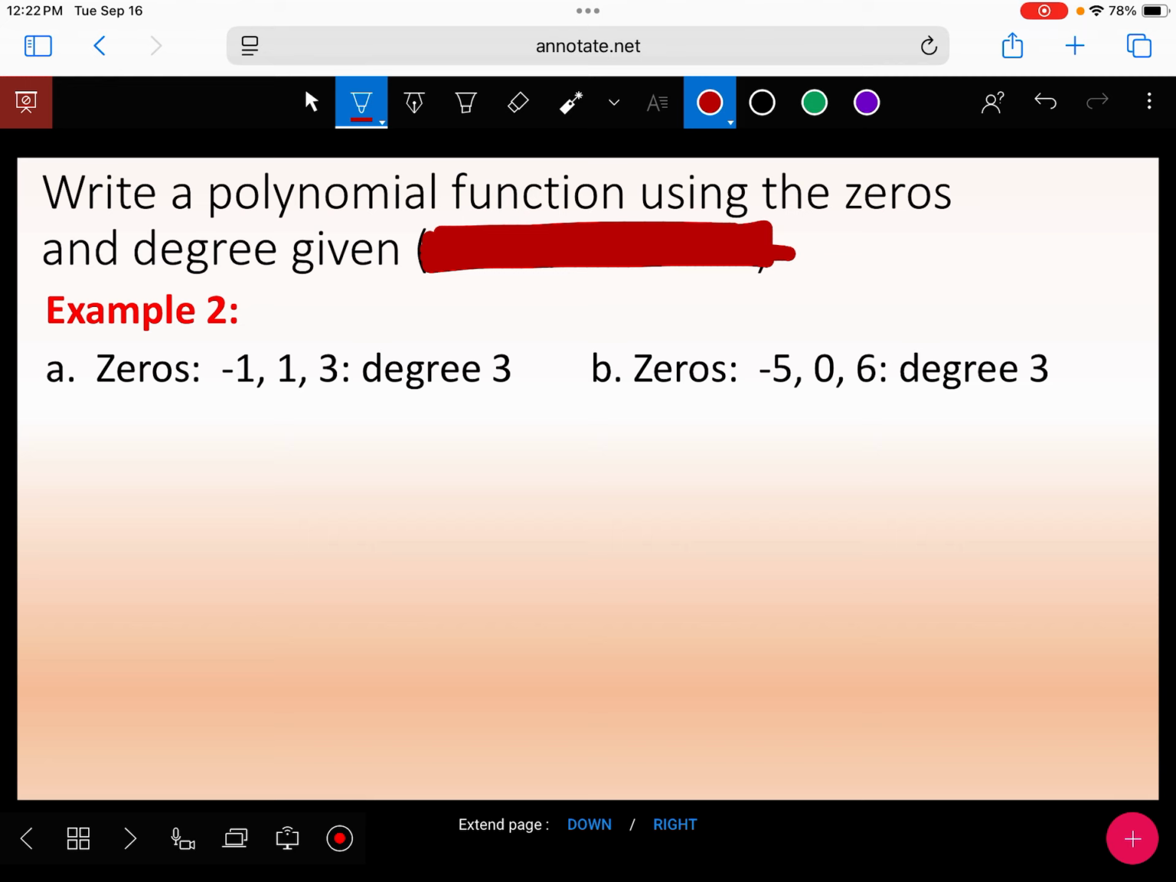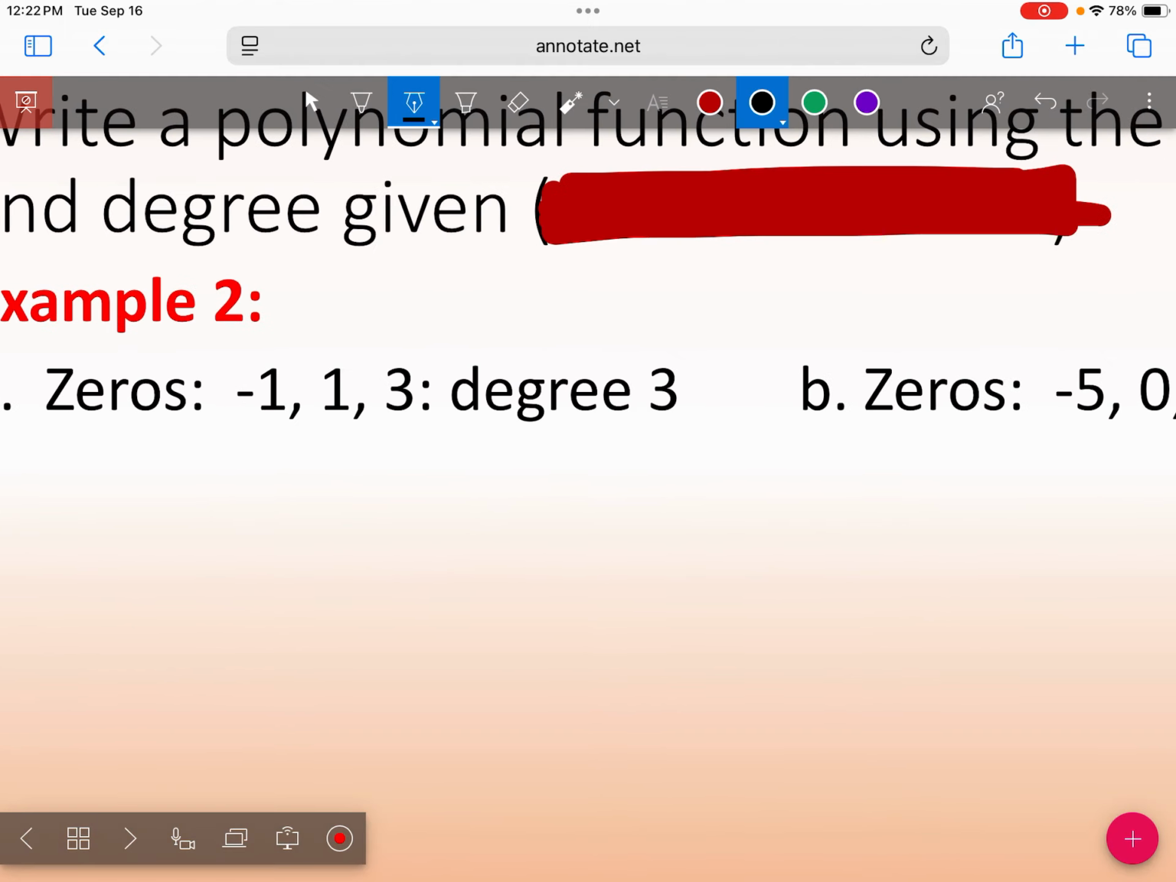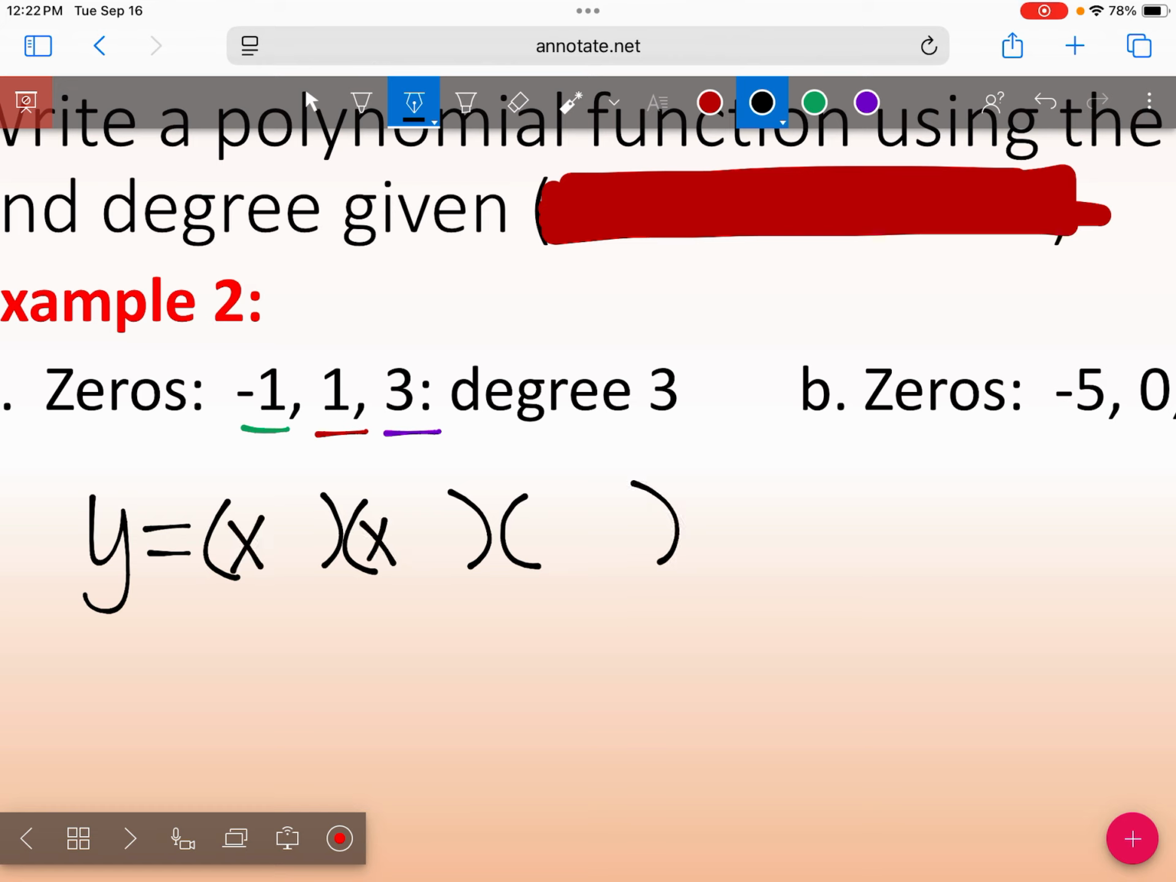Okay, so we're gonna start off by writing it in factor form. So this is the tricky part. What do you think my factors are going to be? So y equals, so I have 3 zeros. How many factors do you think I'm going to have? That's a trick question. Anybody know? It's 3, yeah. So I'm going to make my 3 parentheses. Put your X in front of each one.